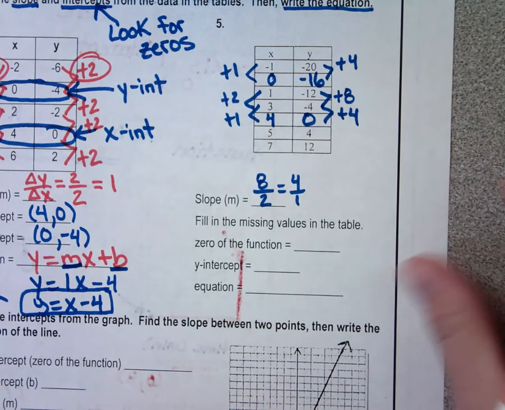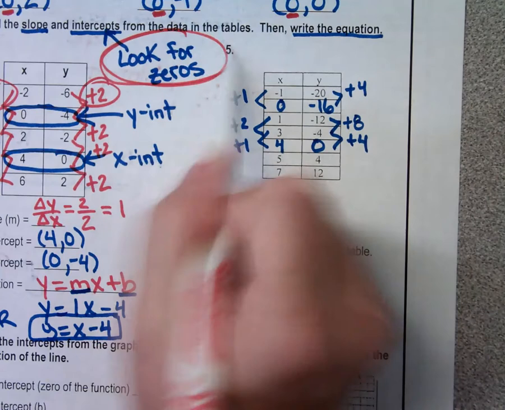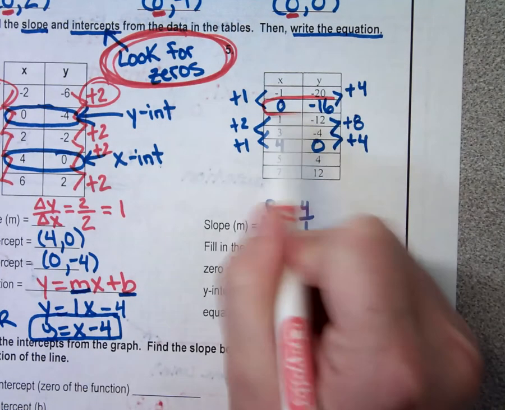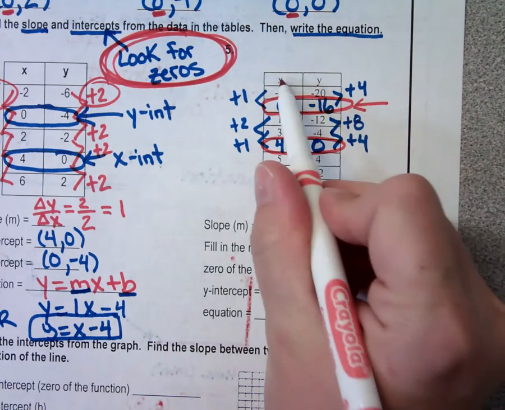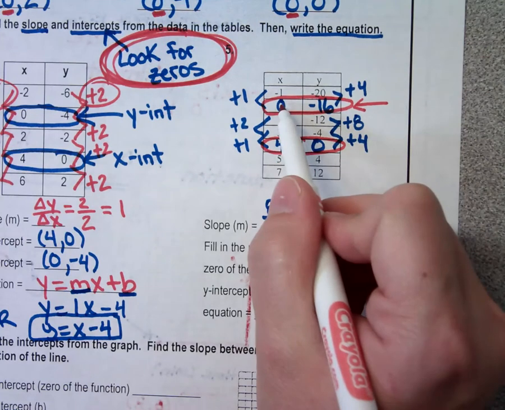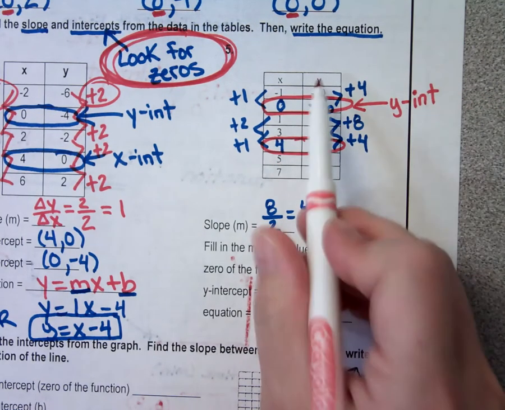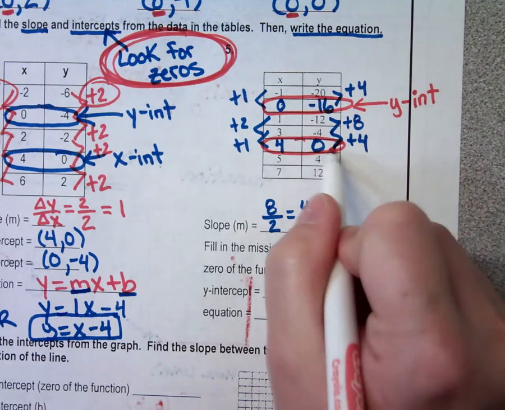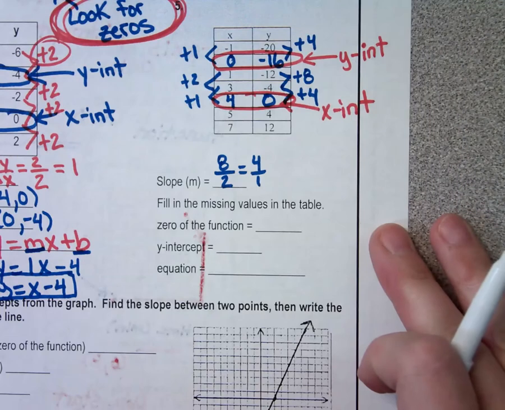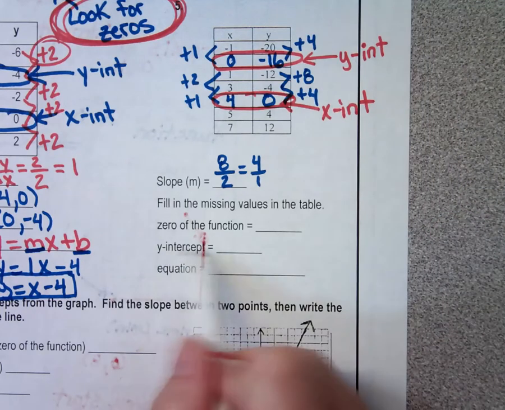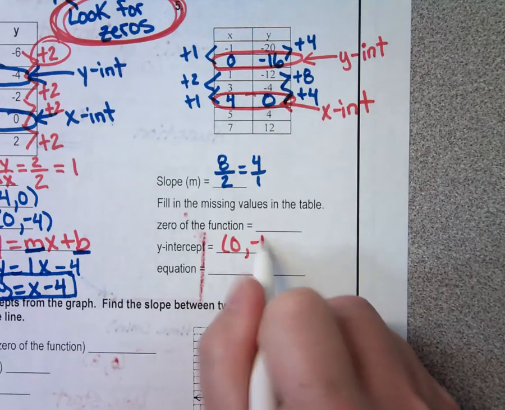Okay, so let's find our intercepts real quick. Remember, if we're looking for intercepts, we want to look for our zeros. So here I see a 0, here I see a 0. Okay, now when the x-coordinate is 0, which intercept is it? That's right, it's the y-intercept. And when the y-coordinate is 0, that's the x-intercept. Okay, so let's come down and fill that information in. So here I see y-intercept, and I know my y-intercept is 0, negative 16.